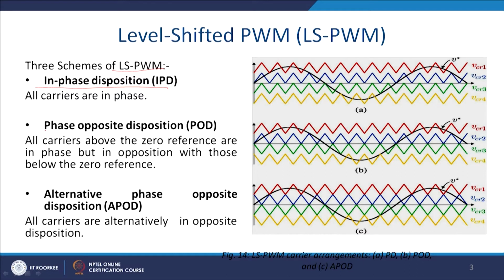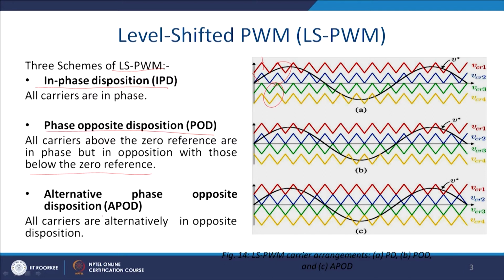And another is phase opposition disposition, that is what I was talking about. Then it will start like this. So ultimately this point will come here for the phase opposition disposition. All carrier waves above the 0 reference are in opposition with those below the 0 reference. So a 180 degree phase shift will be there between this carrier wave and this carrier wave.